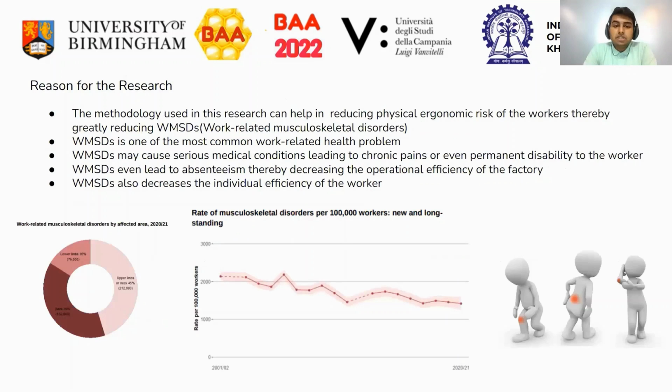The methodology used in this research can help in reducing physical ergonomic risk of the workers, thereby greatly reducing WMSDs, work-related musculoskeletal disorders. It is one of the most common work-related health problems. It also causes serious medical conditions leading to chronic pains or even permanent disability to the worker. It even leads to absenteeism, thereby decreasing the operational efficiency of the factories. It also decreases individual workers' productivity. The cases of WMSDs exceed 1,000 per 1 lakh workers. So it is a very serious problem, and we are solving this problem by this research.